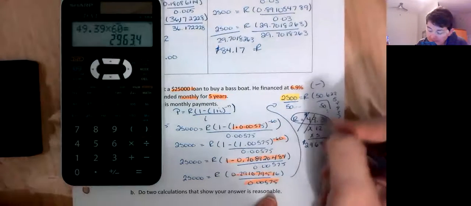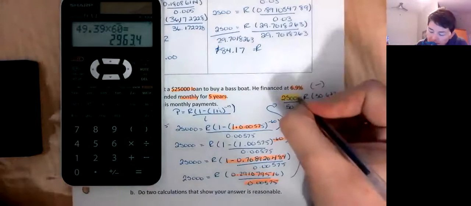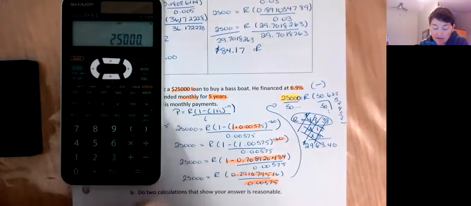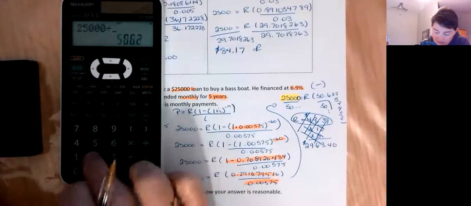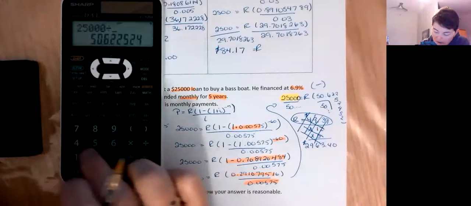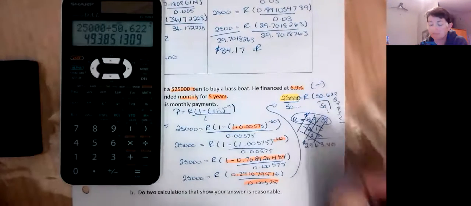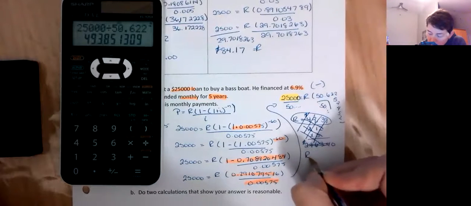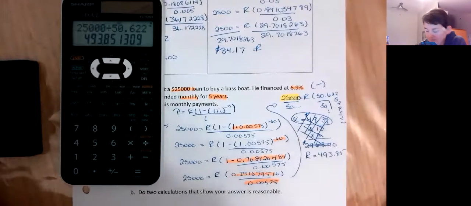And of course it happens on the video. I'm using pen. So I'm going to have a 0 here. Let's try that again. So 25,000 divided by 50.62252.452. Oh, look, I should have seen that. I was going to move my decimal place one spot. So now we get R is equal to 493.85. That makes more sense, right?